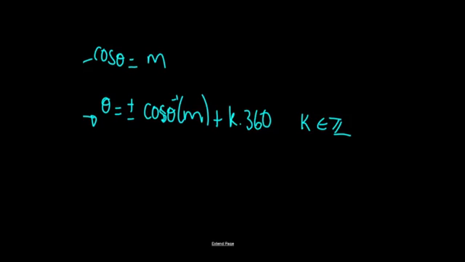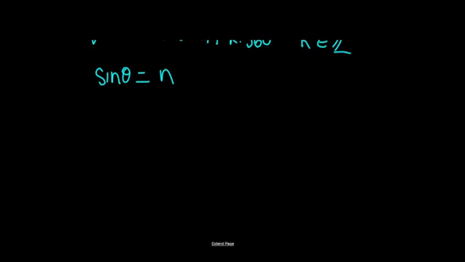And here you're allowed to put m, even if it's negative, you can put it straight into your calculator. Then for sine of theta equal to, say, n, to find my general solution, I say theta is equal to sine, and this is again your calculator step.